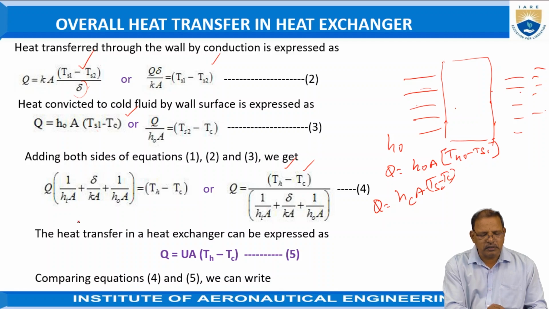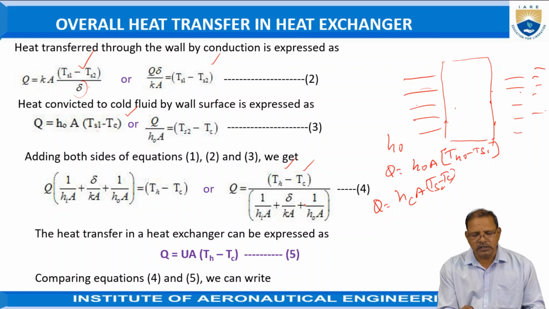So this equation can be represented as Q = (Th - Tc) divided by the reciprocal terms, that is 1/Hi A + delta/KA + 1/H0 A. The 1/Hi A is the convection heat resistance on the hot fluid side. Delta/KA represents the thermal resistance of the wall, called conduction heat resistance. 1/H0 A is the convection heat resistance for the wall to the cold fluid. Combined, it can be represented as Q = UA (Th - Tc).